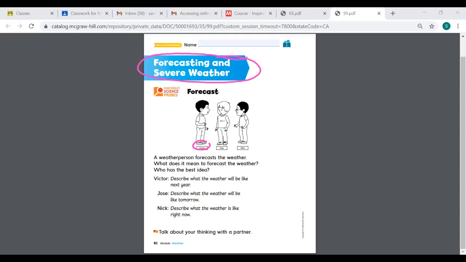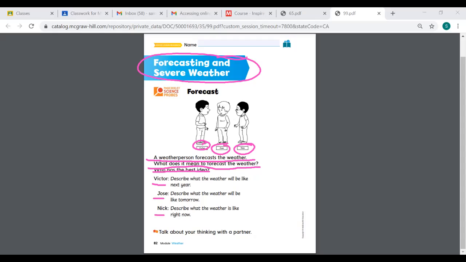We have Victor, Jose, and Nick. A weather person forecasts the weather. What does it mean to forecast the weather? Who has the best idea? Victor says, describe what the weather will be like next year. Jose says they describe what the weather will be like tomorrow. And then Nick says they describe what the weather is like right now.